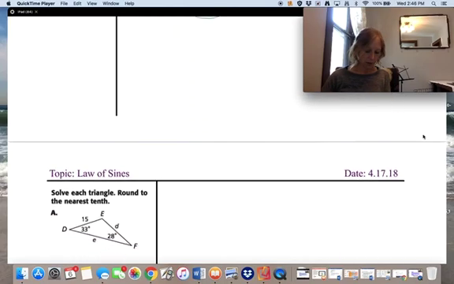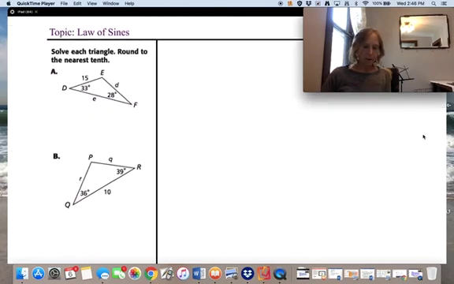All right, so let's try a couple of these. We'll do one more together, and then I'm going to have you try 2 on your own. Notice the directions say solve each triangle, round to the nearest tenth. When it says solve the triangle, you have to find every missing measurement. The first thing you should always look for are the missing angle measurements, because often those are found by just using the knowledge that the sum of the angles is 180 degrees.